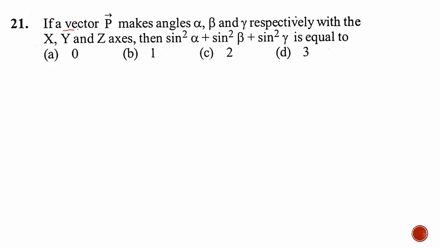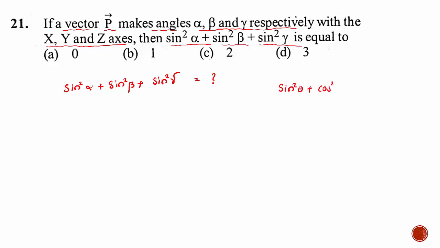21st question. If a vector P makes an angle alpha, beta and gamma respectively with x, y and z axis, then sine square alpha plus sine square beta plus sine square gamma is equal to. Yes, here we have to calculate this. We know that sine square theta plus cos square theta is equal to 1, in mathematics we have studied. Or sine square theta equal to 1 minus cos square theta.